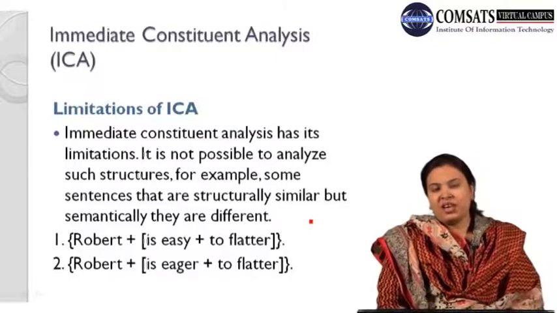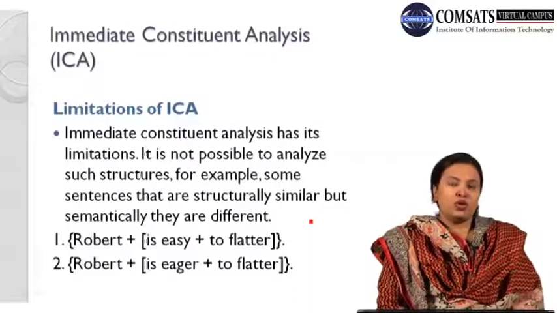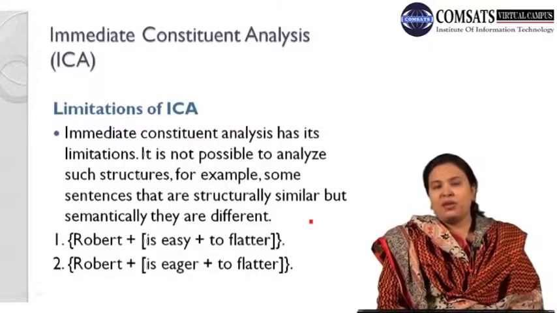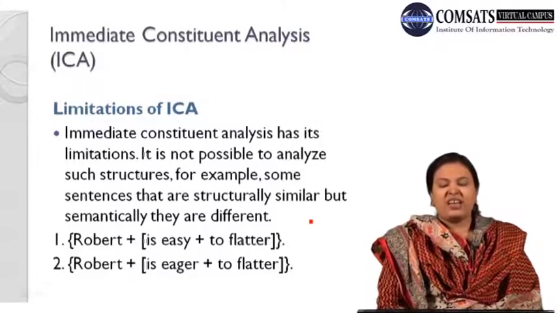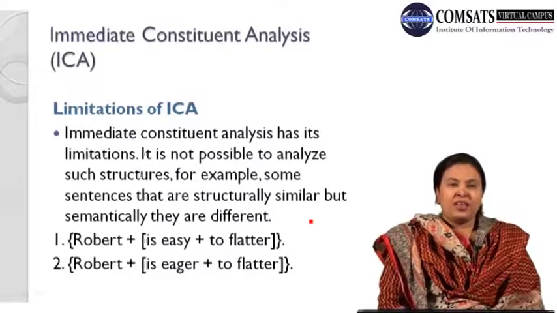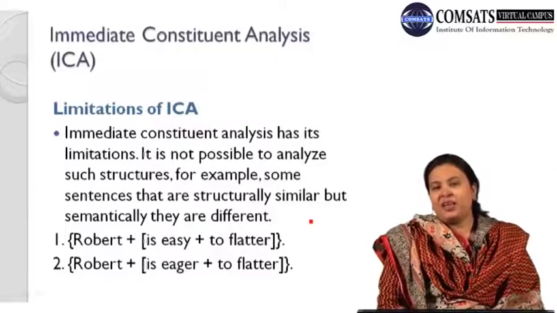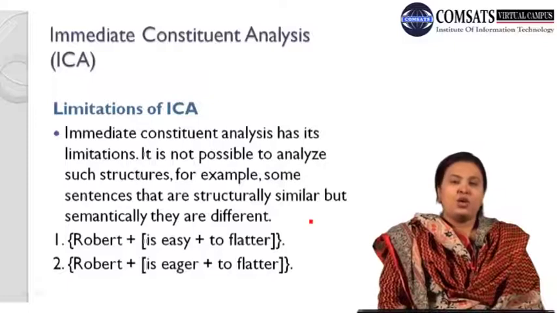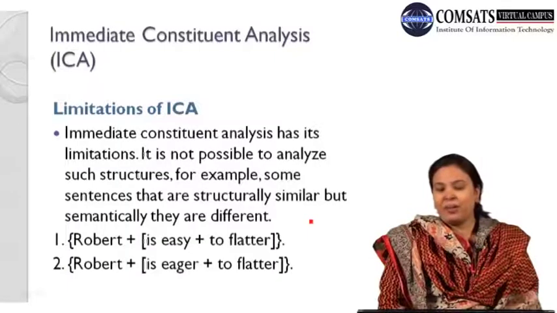What are those limitations? Number one, in immediate constituent analysis, it is not possible to analyze certain structures. For example, some sentences are structurally similar but semantically different. They create ambiguity. Ambiguous sentences are very difficult to analyze with the help of ICA. Now look at the example.